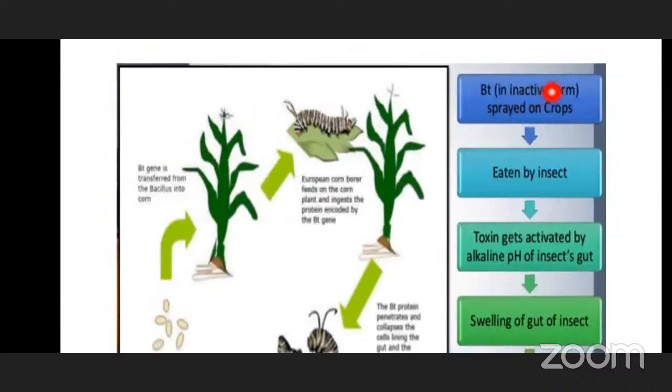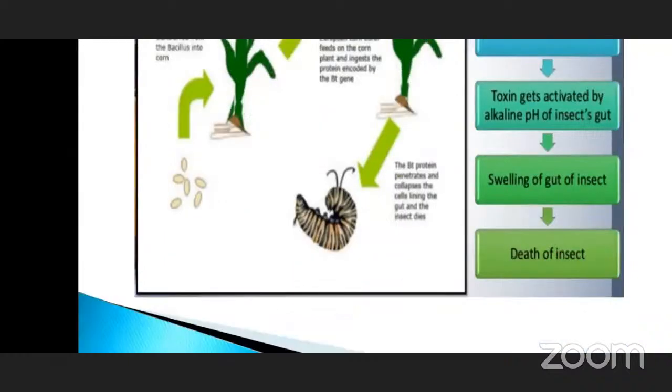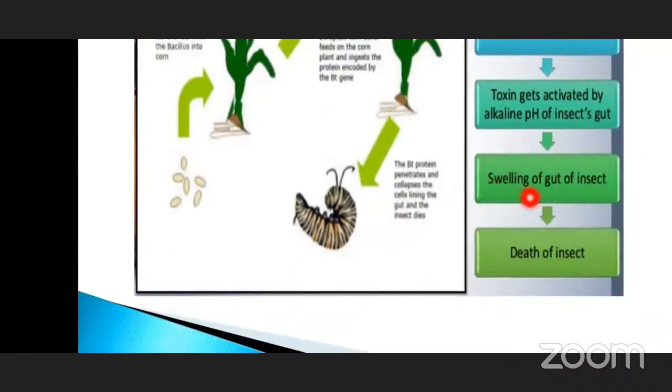BT is present in inactive form, meaning the prototoxin form, and the insect visits the particular plant. It is either corn or cotton or tomato or brinjal, eaten by the insect. Once the insect chews the leaves of the plant, the toxin gets activated by the alkaline pH of the insect's gut. That activated toxin causes swelling of the epithelial cells of the insect's gut, and it causes the lysis of the cells, and finally it leads to the death of the insect.